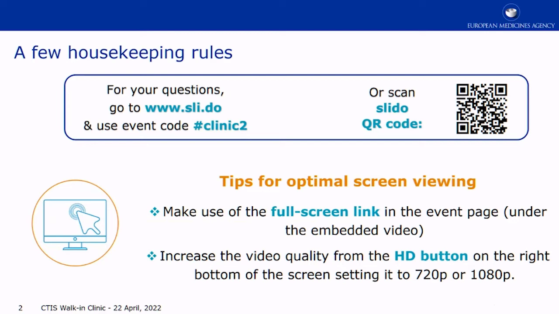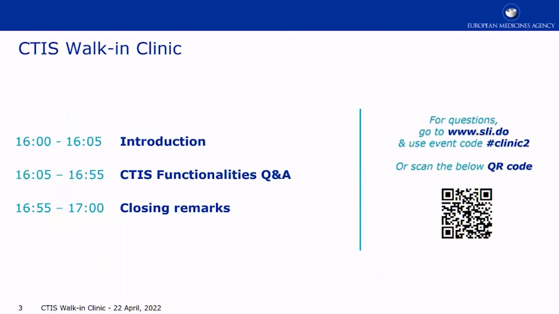Please keep the question focused on CTIS functionalities. If the video screen is blurry or difficult to see, please read the instructions in the gray box underneath the video on the event page. There you can find a link to watch the live broadcast in full screen. In full screen mode, you can increase the video quality by clicking the HD button on the bottom right of the screen and choosing 720p or 1080p setting.